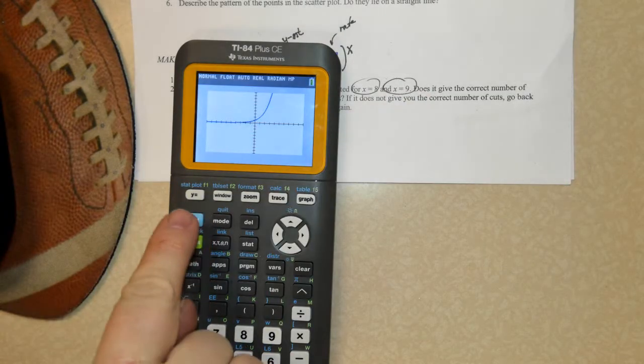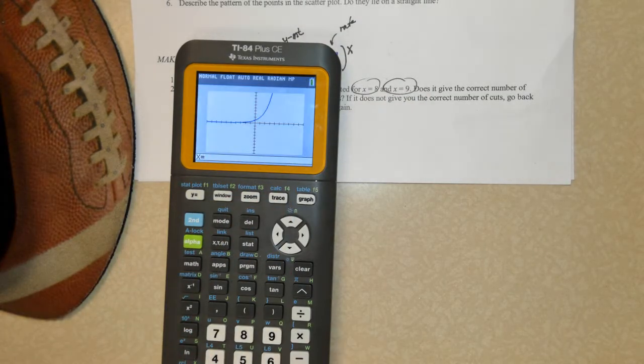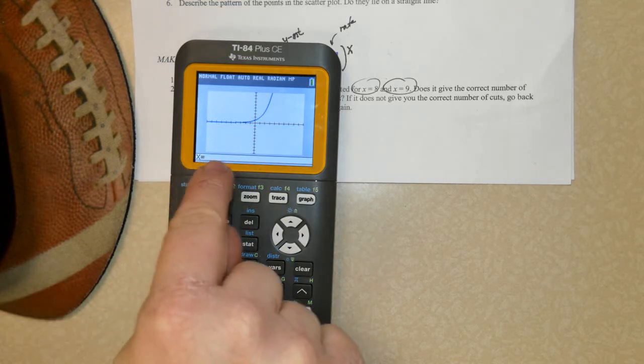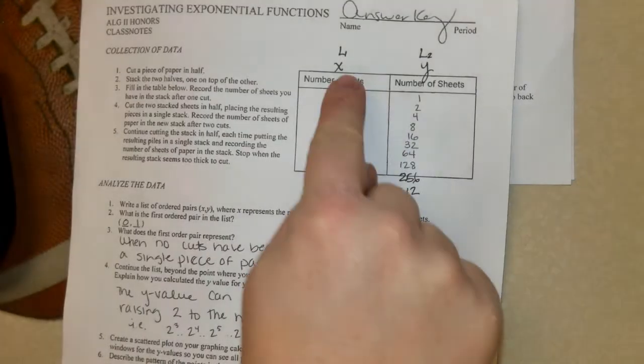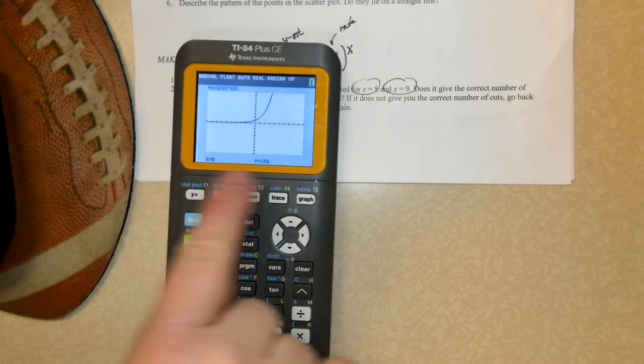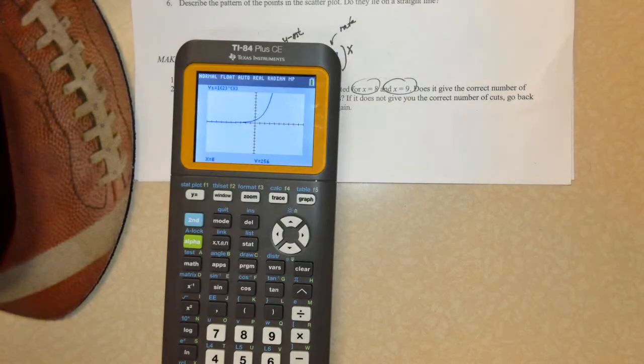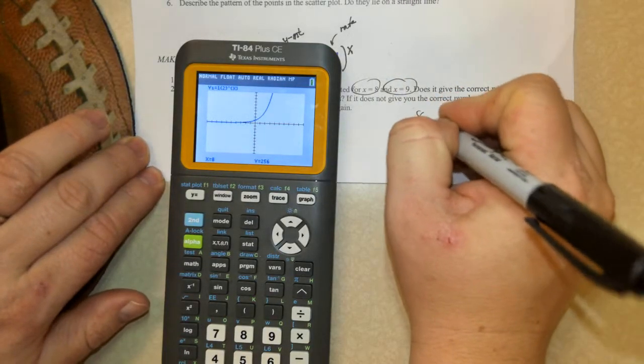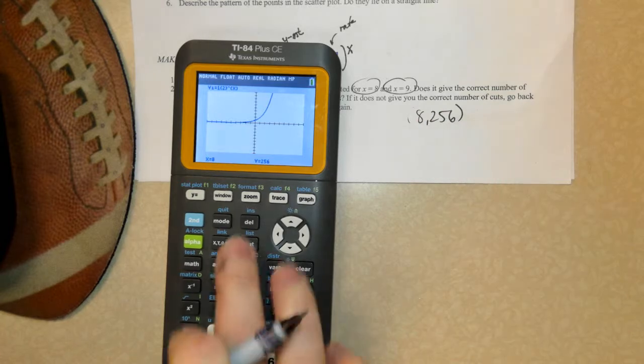You ready? Please go to second trace value. In our table, it's asking for the X answer right now. What X answer do we want to evaluate? Remember, X's are the number of cuts. We want to evaluate 8. So plug in 8. We get an answer of 256. Is that exactly what we did by just doubling? Okay, so 8 does go with 256.